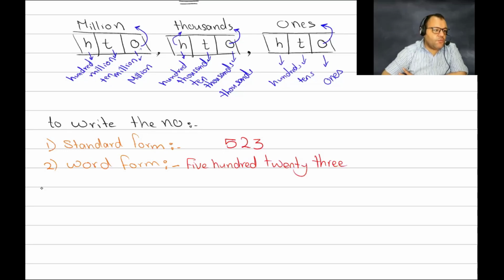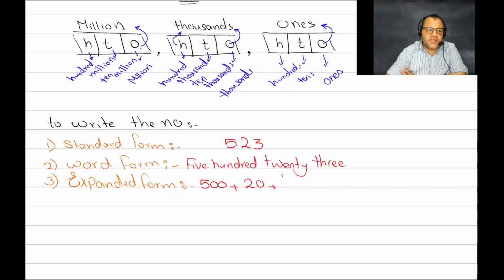The third form is the expanded form. What is the expanded form? It uses the value of each digit. The expanded form is the sum of the value of each digit. We have 5 in the hundreds place, so its value is 500, plus the value of 2, which is 20, plus the value of 3, which is 3.